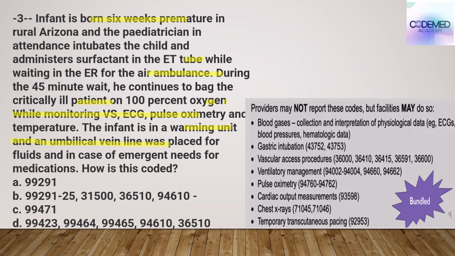Now, since the service was given in the ER and he was not admitted, we cannot use the code 471 because this is for the inpatient. 99423 is not the code, and 464 and 465 is the code for the air ambulance. That is, this service is given prior to that because they were waiting for the air ambulance. So C and D goes away, and now we have A and B.